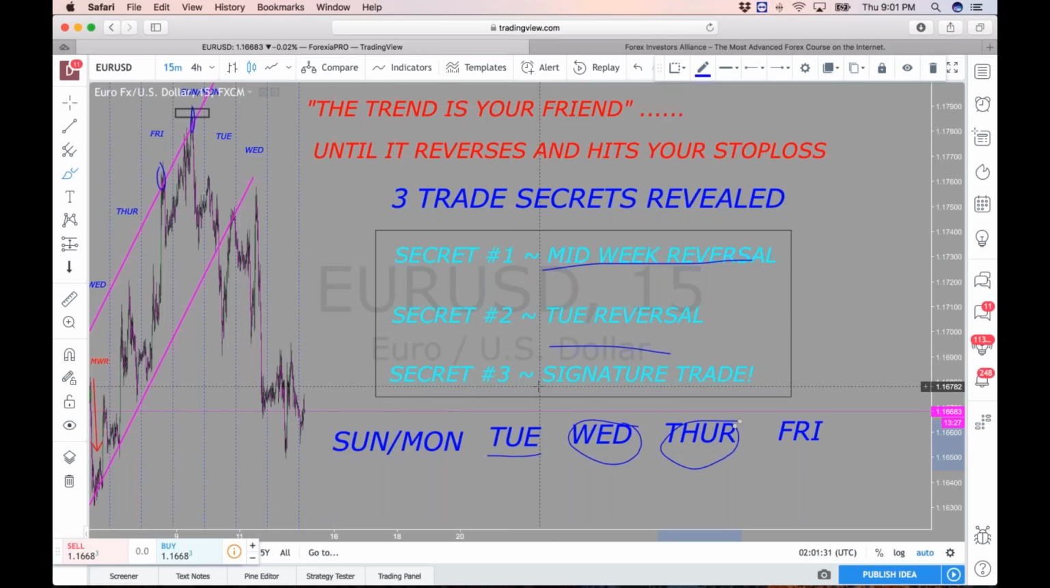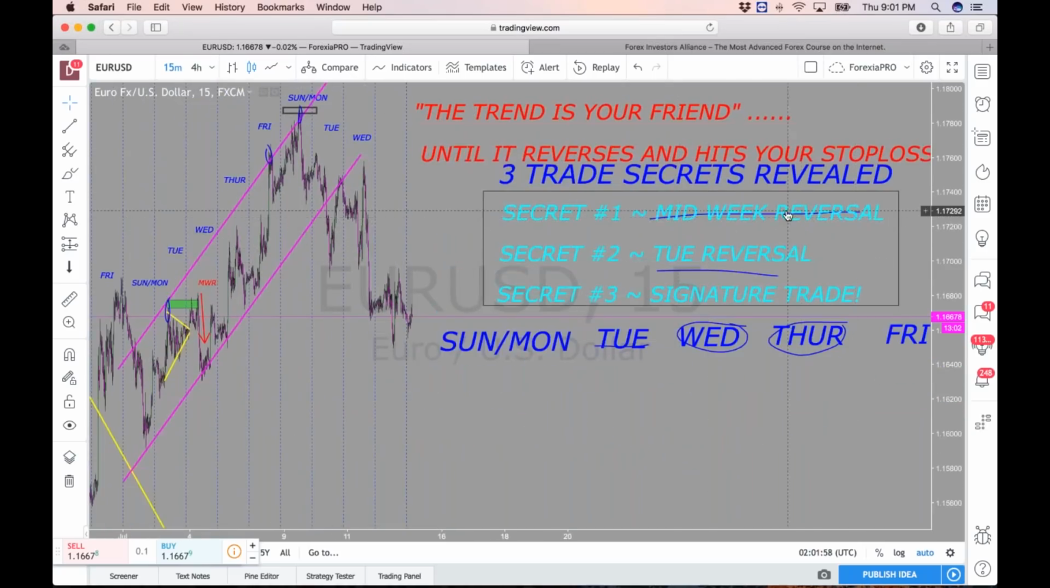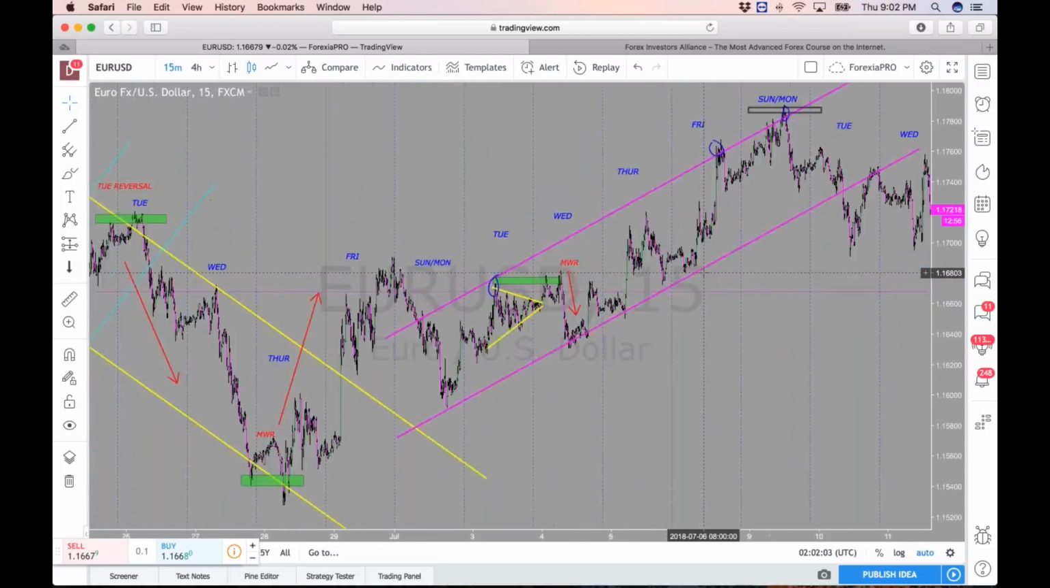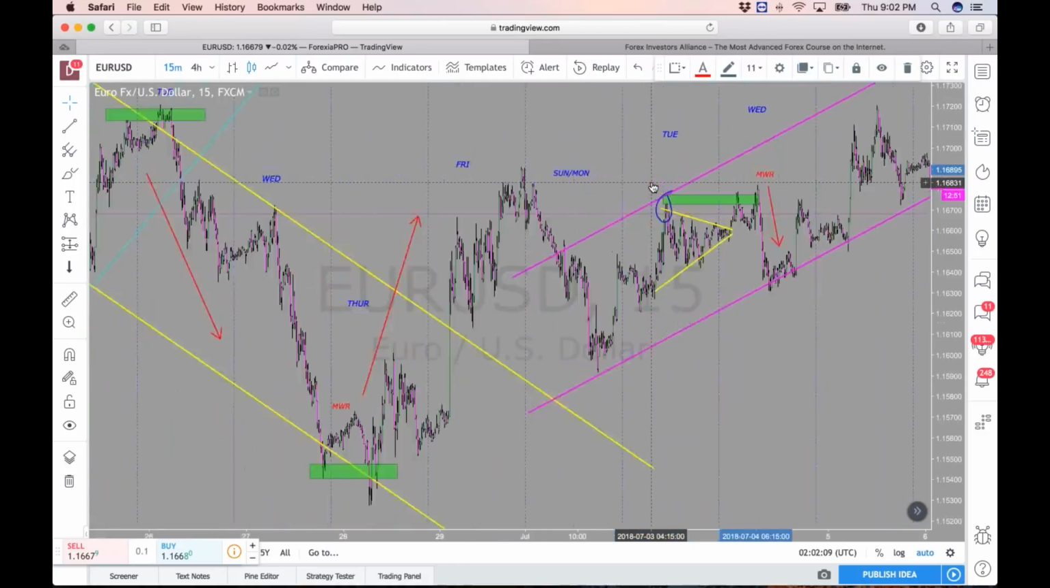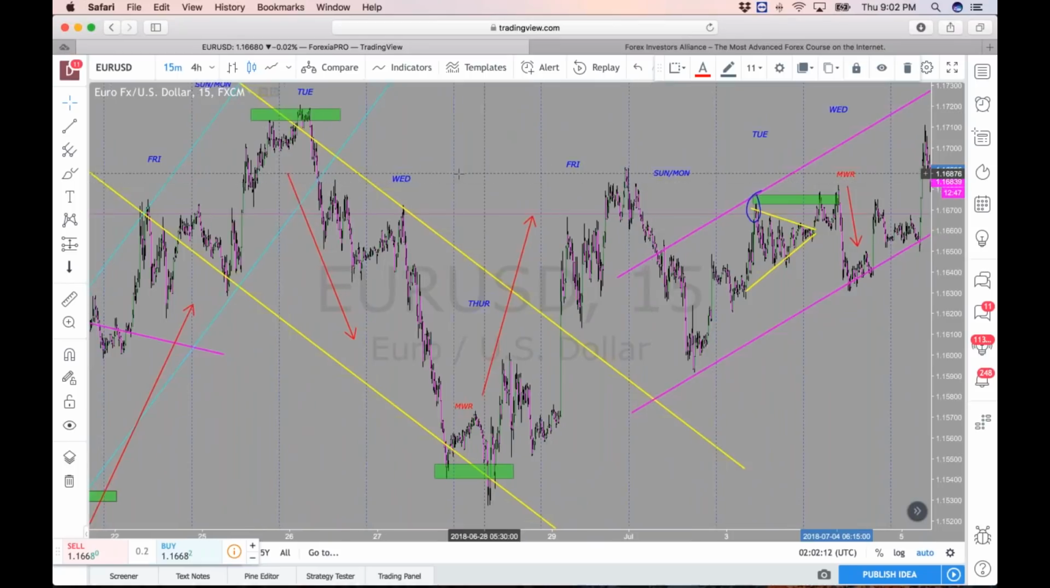Secret 3, we're going over our signature trade. What is our signature trade? It's basically a wedge formation at either the high or the low of the day that breaks out. The wedge will break out to the high and then reverse, or break out to the low and then reverse off of that low or the high. So let's get into the midweek reversal and the Tuesday reversal. For short, I have midweek reversal written as MWR, and Tuesday reversal is just the Tuesday reversal.